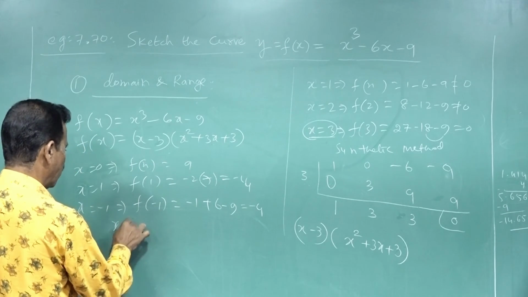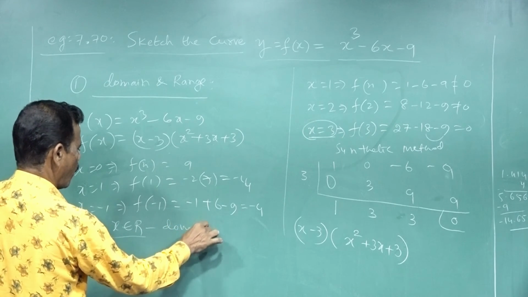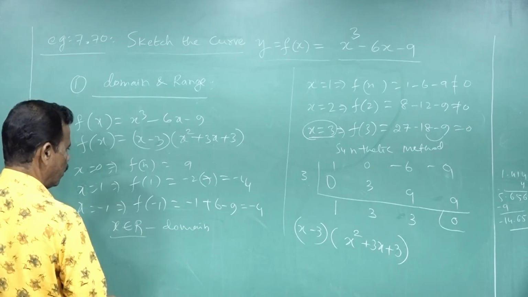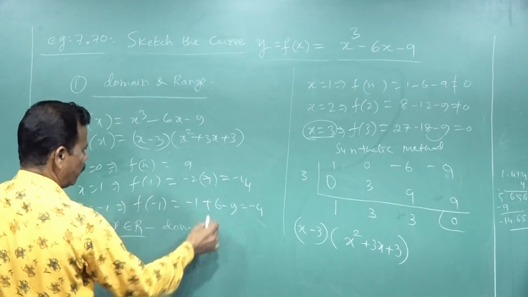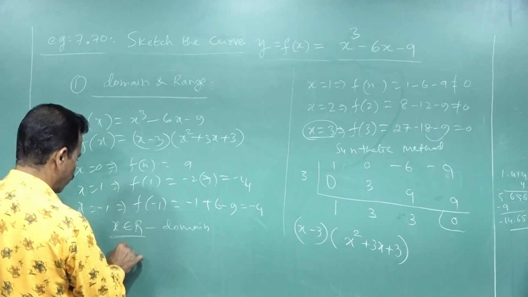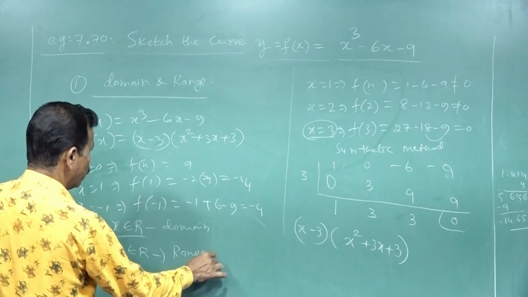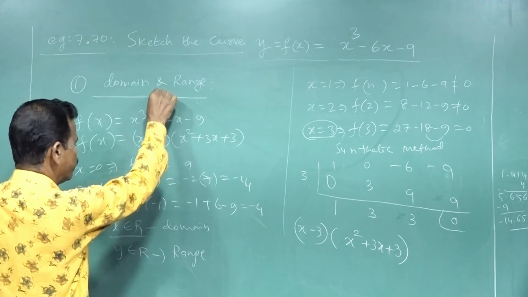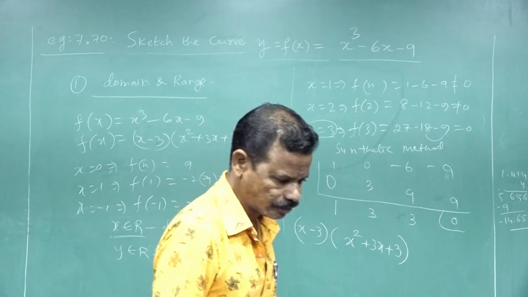So at any x values, for f of x, some values came. That's why x belongs to R. So this is the domain. X domain belongs to R. So its range also, some values coming, minus infinity to infinity, that y also belongs to R. This is the range. So finally, domain and range is x belongs to R, y belongs to R.